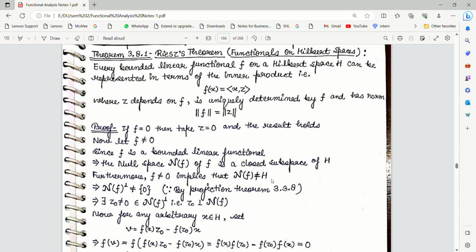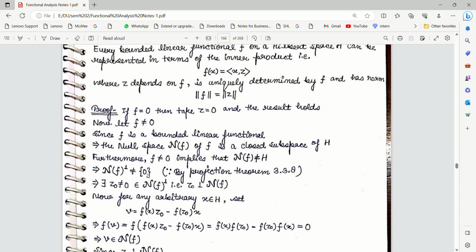To show that the null space of f is not equal to H, let us consider that the null space of f is equal to H. Then we get that for all x from H, f(x) is equal to 0. This means that f(x) is equal to 0 for all values of x. This shows that f is equal to 0. But here we get a contradiction, since f is not equal to 0. This implies that the null space of f cannot be equal to H.